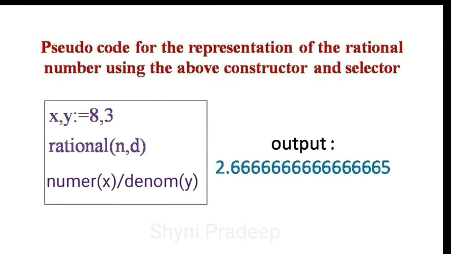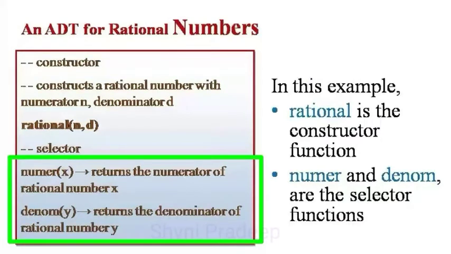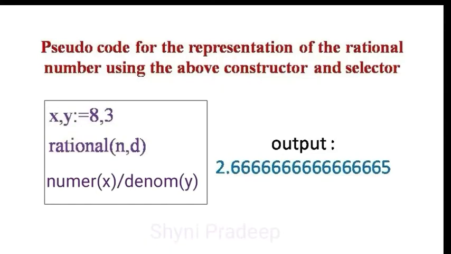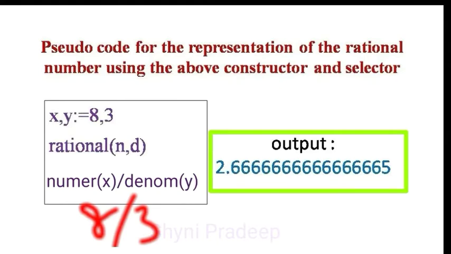Okay. In the constructor, x and y values are given. So numerator of x means what? It returns the numerator of rational number x. Denominator of y means it returns the denominator of rational number y. Right? Numerator of x means 8 and denominator of y means 3. What is the answer? So the output is 2.6666, etc. So this is the pseudocode for the representation of rational numbers.